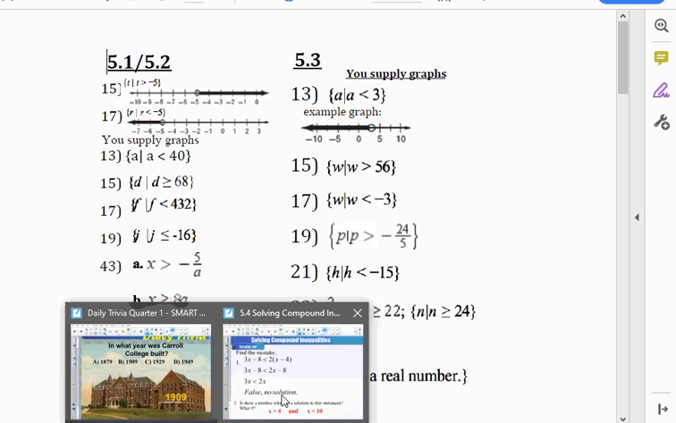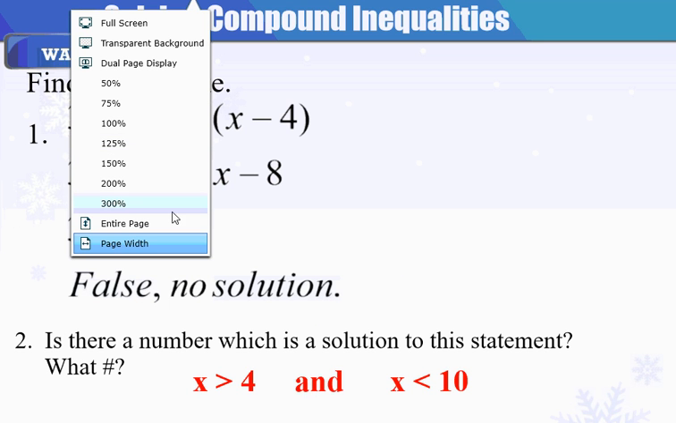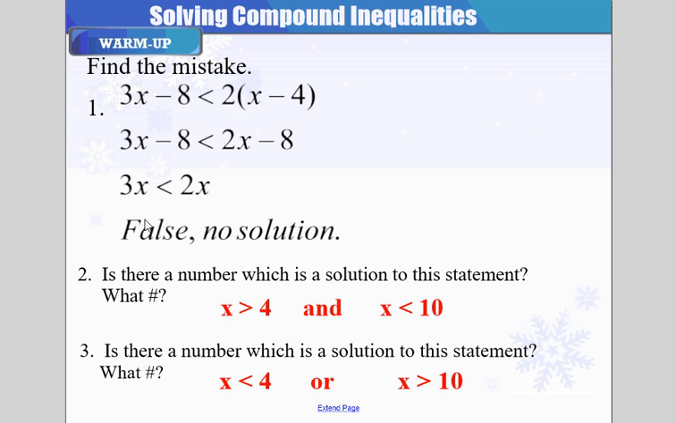Otherwise, I would like you to try these warm-up questions at the bottom of your homework. Question number 1: find the mistake in the solving of this inequality. It's a common mistake I see, so I'm trying to avoid it by showing you the mistake ahead of time. And then 2 and 3 are a preview of what we're working on today. For question 2, can you find a number that is greater than 4 and less than 10? In question 3, can you find a number that is less than 4 or bigger than 10?